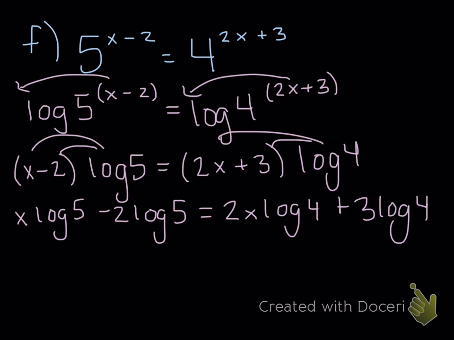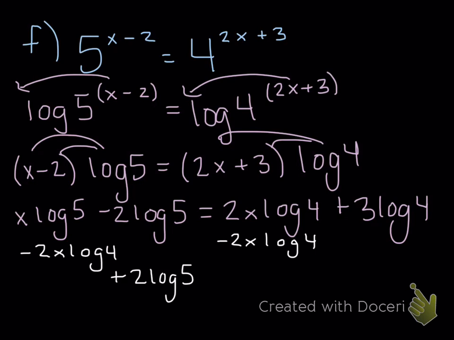And now the goal is I need to get any term with an x on the one side, and I need to get any term without an x on the other side. So I'm going to subtract this 2x log 4 over to both sides, and I'm going to be adding this 2 log 5 over to both sides. So I'm going to have to flip the screen so I can finish the problem over there.